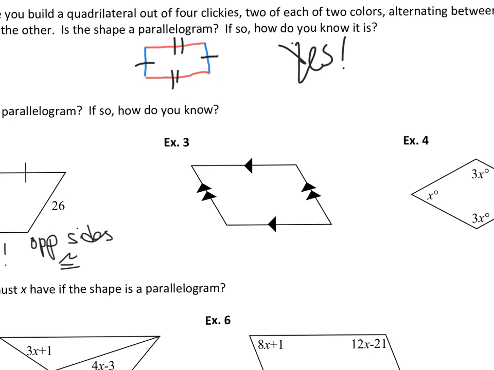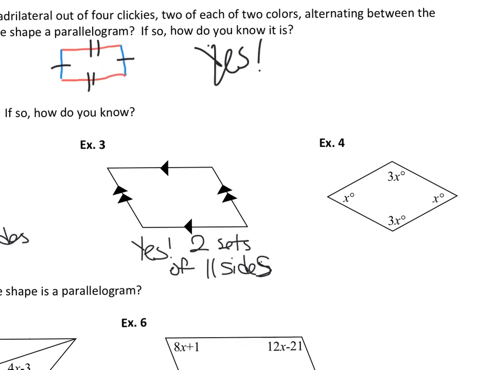Here, those triangles right there show me that those are parallel. So I have one set of parallel lines, and here those 2 depict that those 2 are parallel. So I've got 2 sets of parallel lines. So yes, this is a parallelogram because I've got my 2 sets of parallel sides. All right, let's move on to example 4 here.